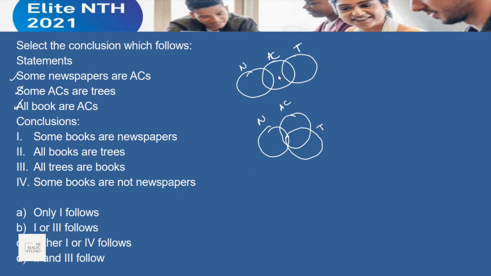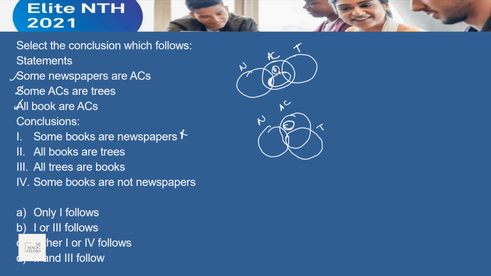All books are AC. Then we can have books like this, or the book set can be also like this, or with 1 or 2. Let's see what conclusion we can have. Some books are newspaper: not in the first one, but if we take here, then some books are newspaper. In the second Venn diagram, we can have books, not necessarily. So it is not following in all the 4 Venn diagrams.